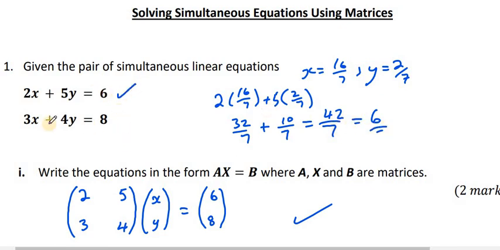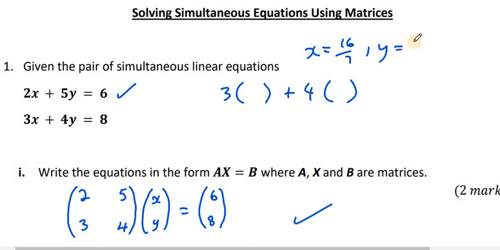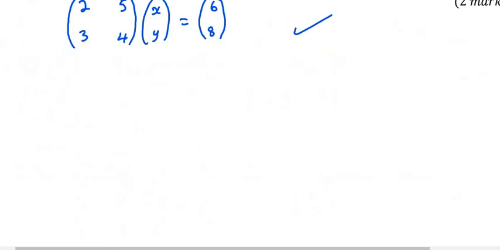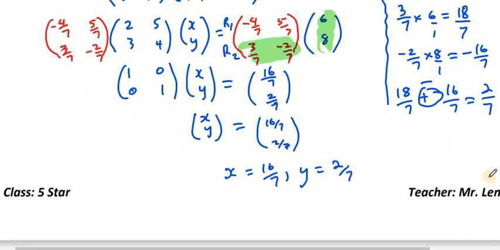That's correct. Let's check the second equation. 3 times x plus 4 times y. Remember, x is 16/7 and y is 2/7. So x is going to be what? 16/7. That's what we got when we worked it out. And y being 2/7. Right, so let's just double check that down here. Yes, x is 16/7, y is 2/7.